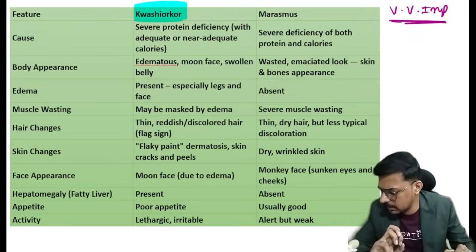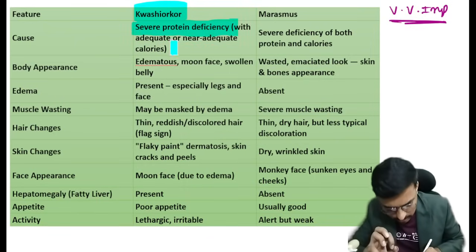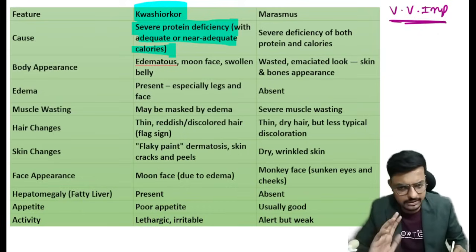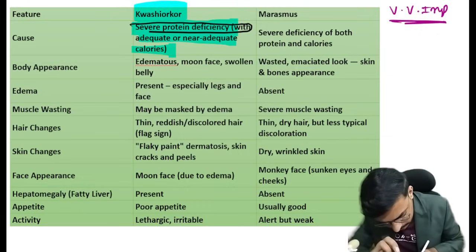Yes, P, that is protein. Protein deficiency is kwashiorkor. It is a severe protein deficiency with adequate or near-adequate calories. The calories will be there, but there is a severe deficiency of protein in kwashiorkor.